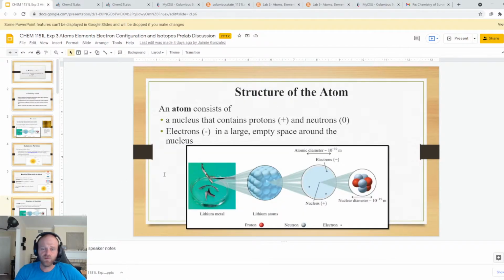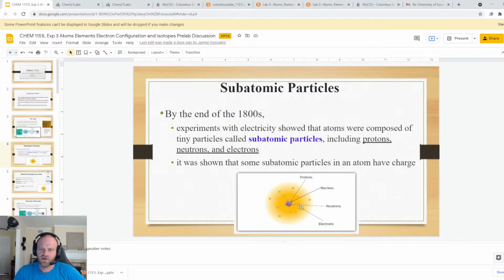Structure of an atom, we're familiar with this. We talk about the electron going around the outside of the nucleus, so your protons and neutrons are really tightly compact in the center. This is a good image here. Protons and neutrons tightly compact in the center, and then the electrons go around the outer shell and kind of make a cloud.